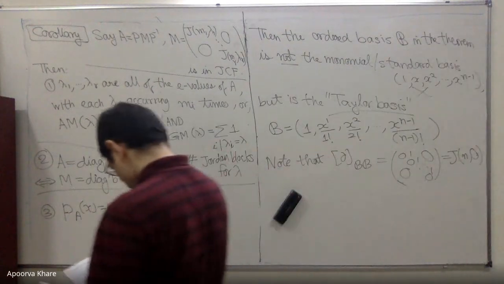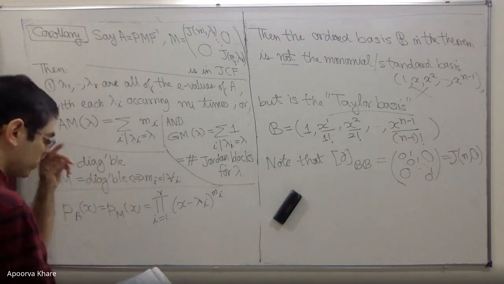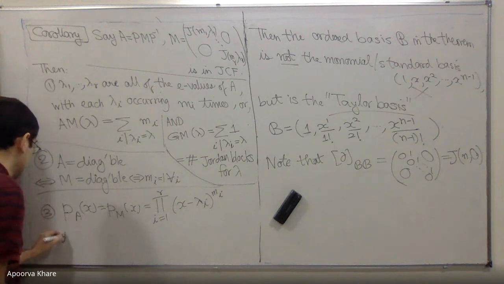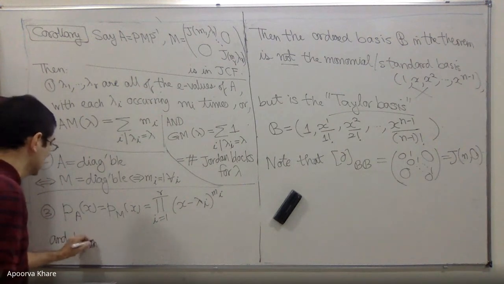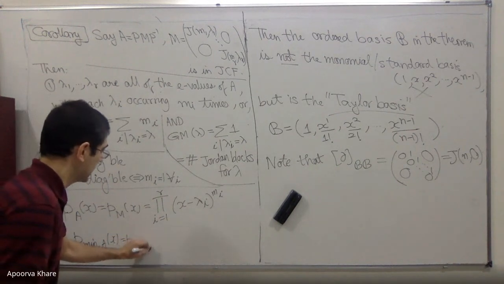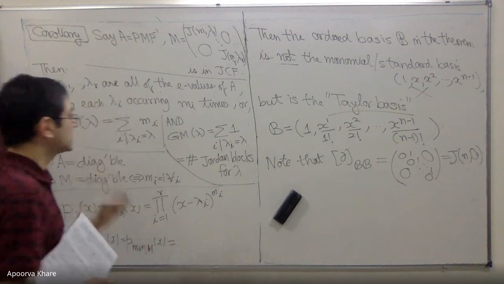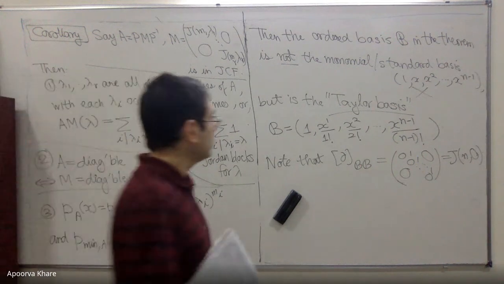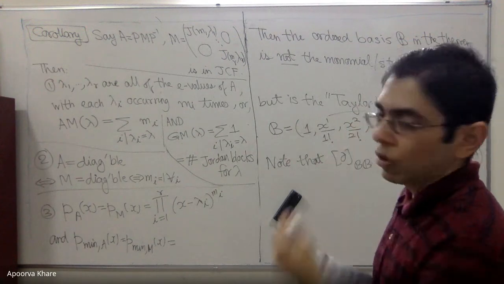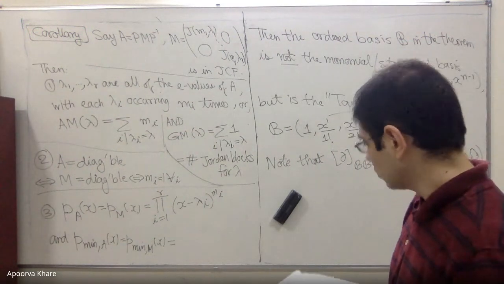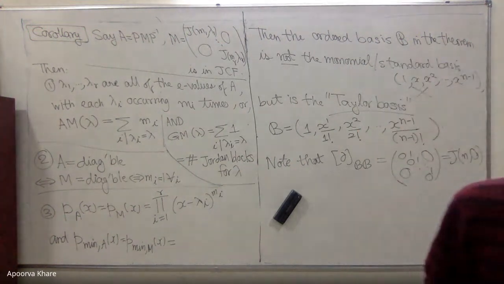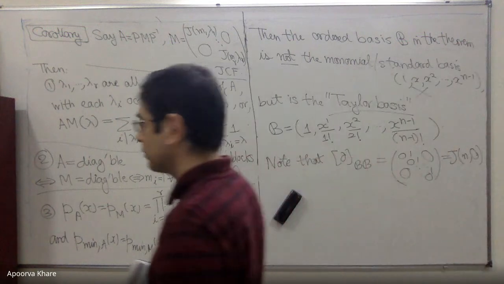And P min, A of x equals P min, M of x. Now, what is the minimal polynomial? Well, you see, you can check. Oh my God. Okay, I need to tell this in the homework. Jeez. I should update that. I'll try to remember to update the homework.